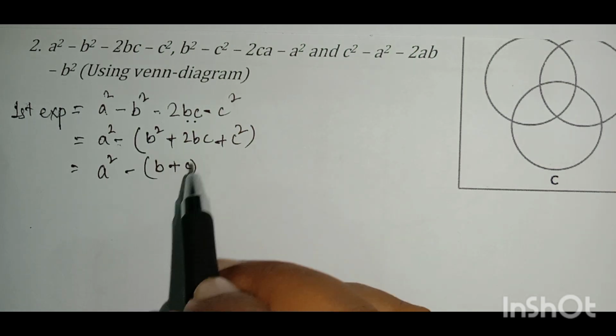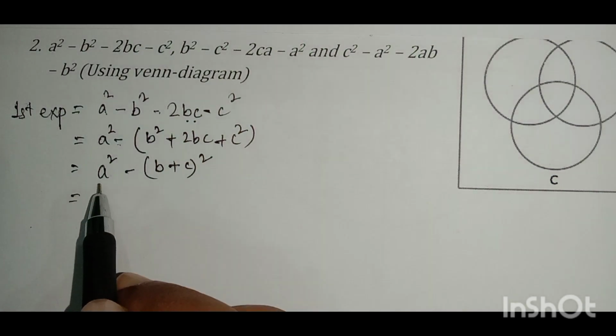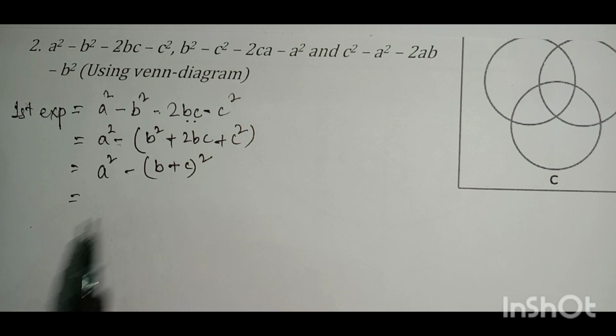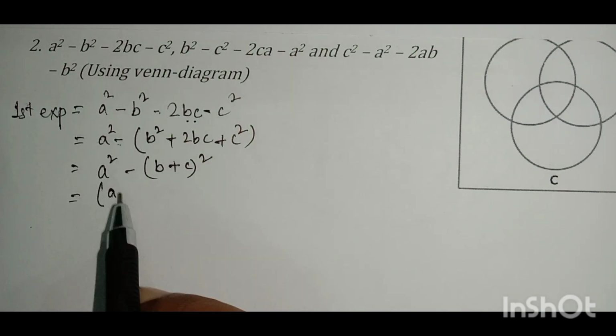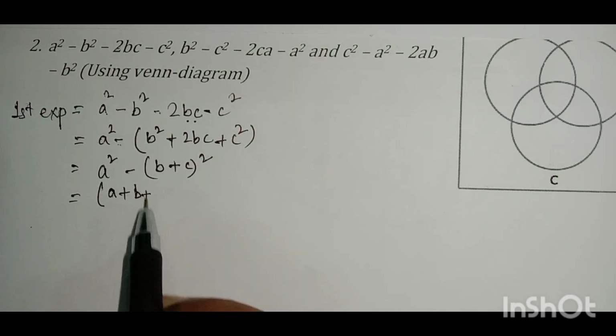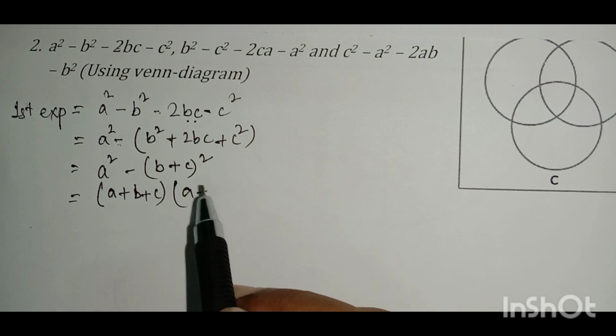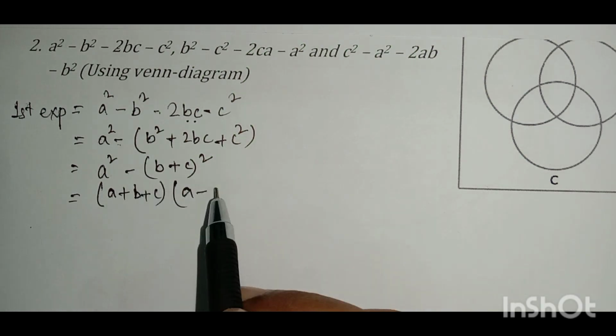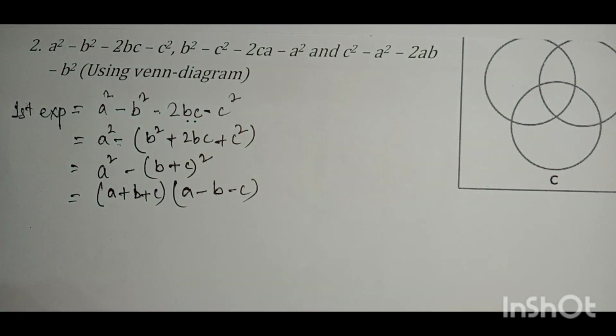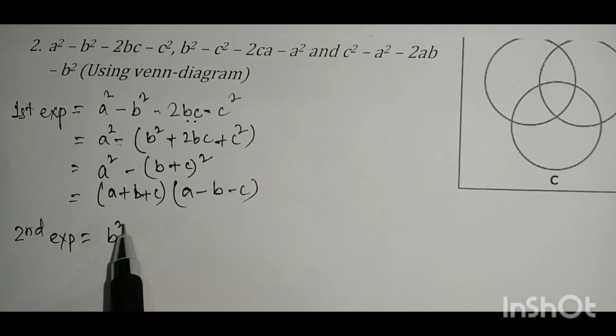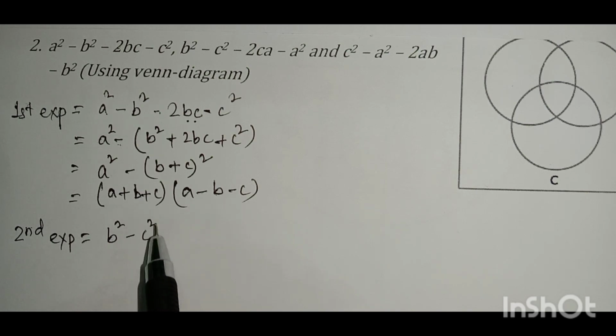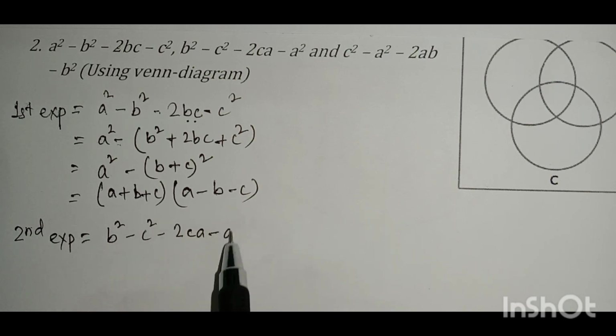So I write (b + c) whole square. And now I can compare this identity with a square minus b square, where I get (a + b) and (a - b). If I write minus b, that means here I get (b - c). And my second expression is b square minus c square minus 2ca minus a square.